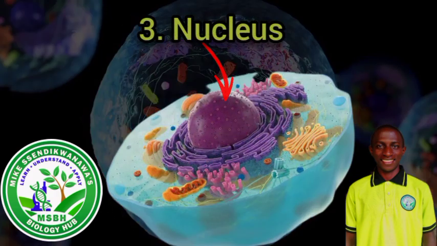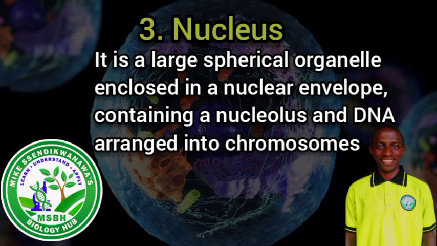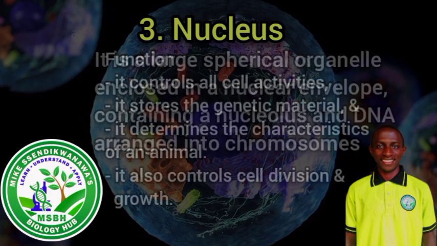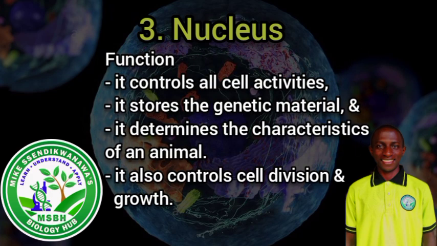3. Nucleus. It is a large spherical organelle enclosed in a nuclear envelope containing a nucleolus and DNA arranged into chromosomes. Function: it controls all cell activities. It stores the genetic material and determines the characteristics of an animal. It also controls cell division and growth.